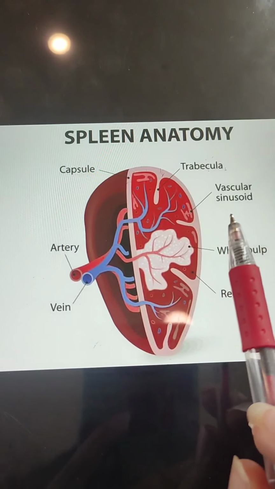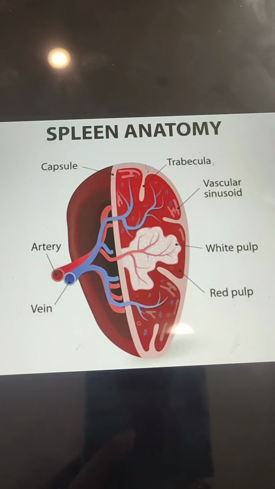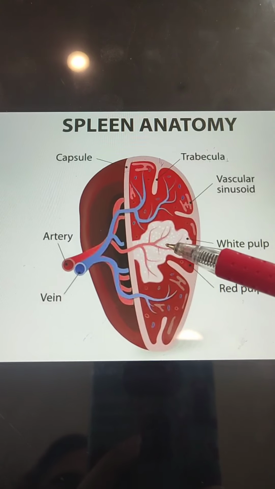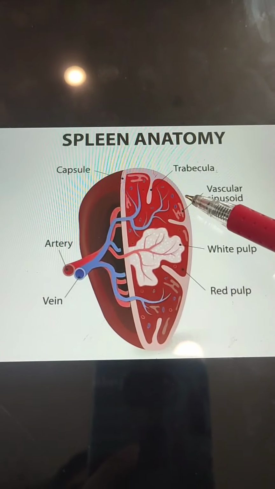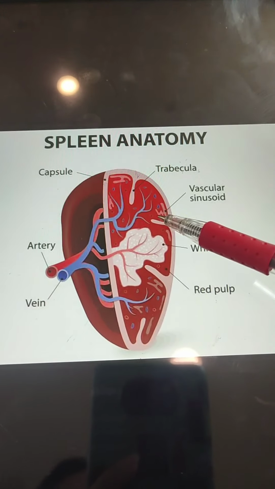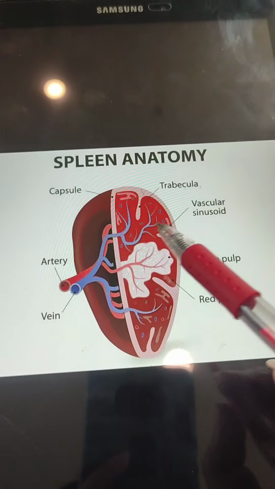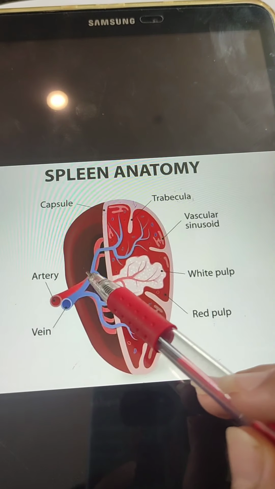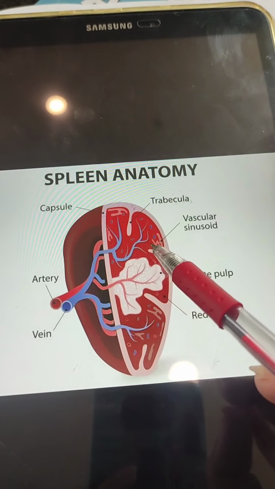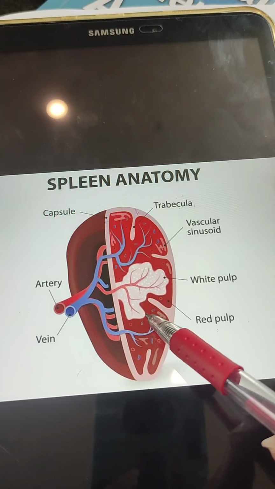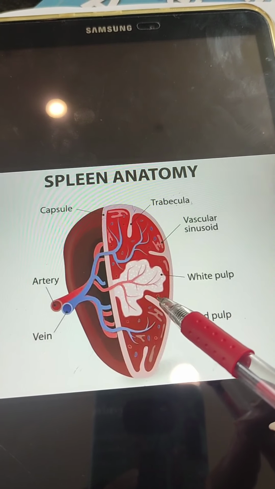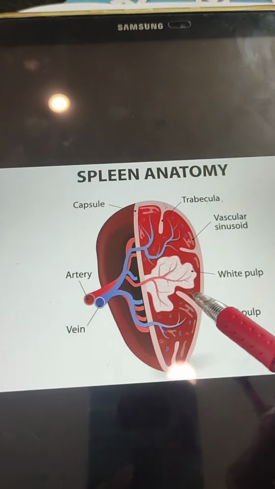If you look at the spleen anatomy, you will see there is the white pulp and then there is the red pulp. Inside the red pulp, these smaller structures are the sinusoids. So the open theory says that the blood coming from the capillaries comes directly into the red pulp, and then the red pulp sends that blood further into the sinusoids.